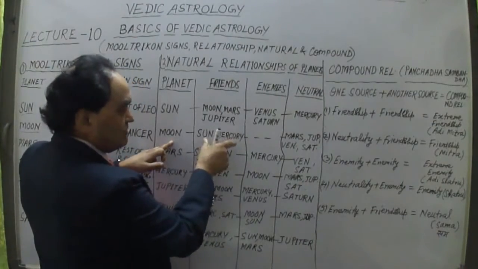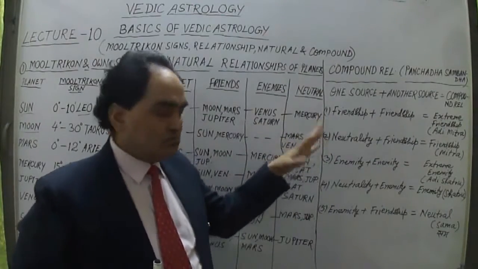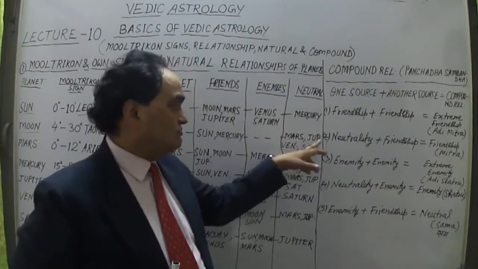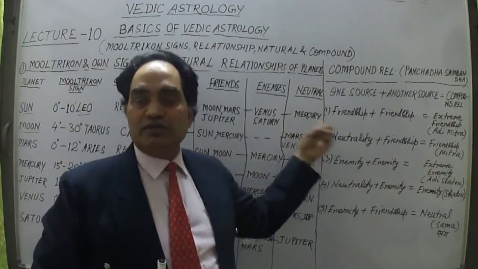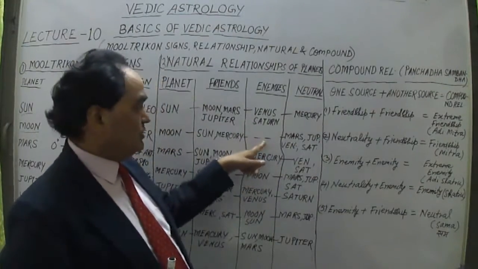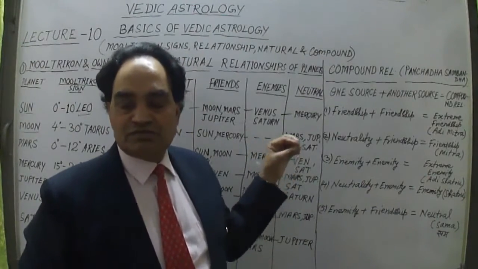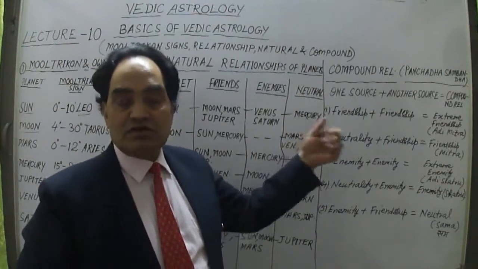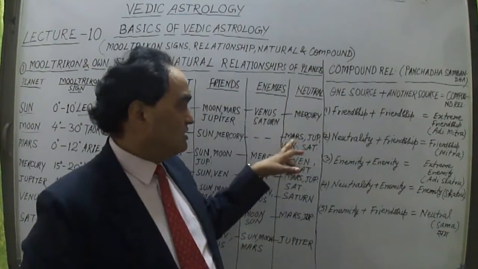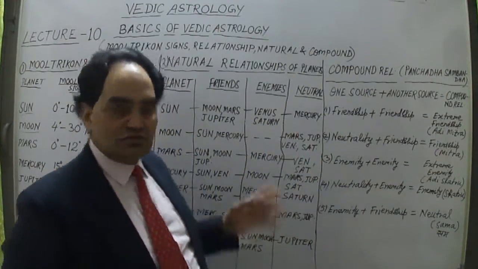Mercury and Sun both are friends to Moon, and Moon has no enemy, but the others are neutral. Who are neutral? Venus, Saturn, Jupiter and Mars. These four planets are neutral to Moon. Only Sun and Mercury are friends. Got the point? Next thing.